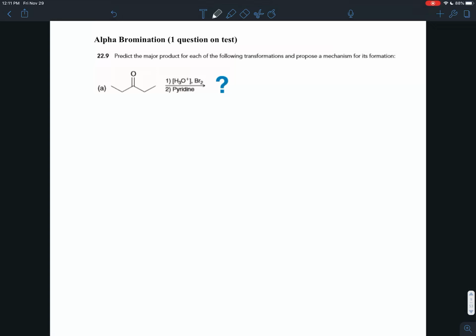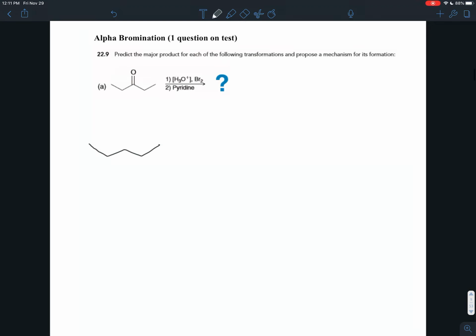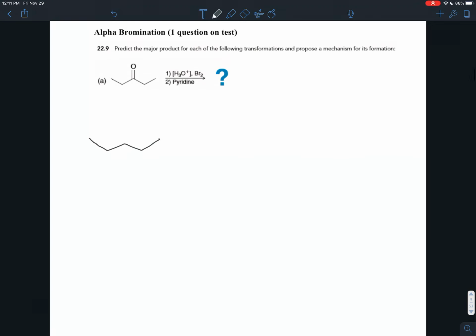And so let's draw out the mechanism for this first one. We'll actually draw out the mechanisms for all of them because the question is asking you both to predict the major product and to propose a mechanism for its formation. But in this first one, let's just think through the mechanism, and then we'll see if we can use what we learn to predict the products in the future ones, and then justify those through their mechanisms.